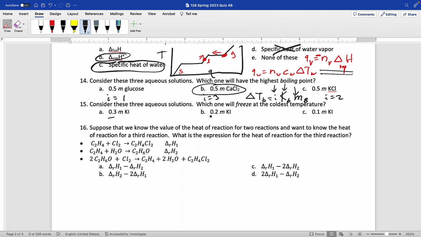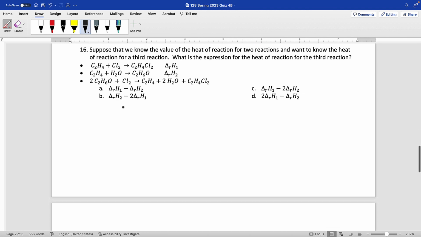So we see we got high concentration, mid, low, and so this is going to be the biggest effect, and so that is going to be the one that freezes at the coldest temperature.